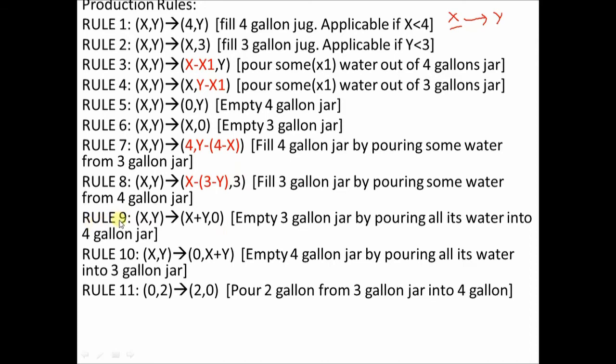Fine. Now rule number 9 is to empty the 3-gallon jar by pouring all its water onto the 4-gallon jar. The original value was x comma y, and after this transfer, what is present in the 4-gallon jar is x plus y. That means the entire content of the 3-gallon jar has been transferred to whatever is present in the 4-gallon jar, so it becomes x plus y. For this rule to be applied, remember that both jars should not already be filled to the fullest. If both jars are already full, then this rule will never be applicable.